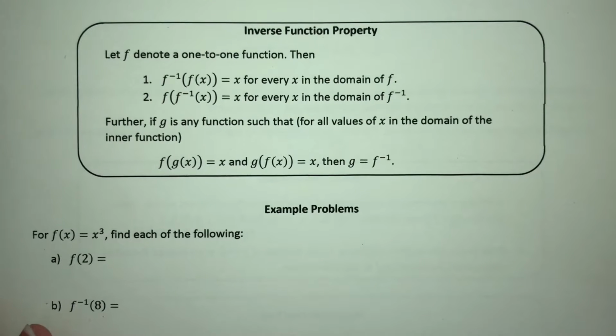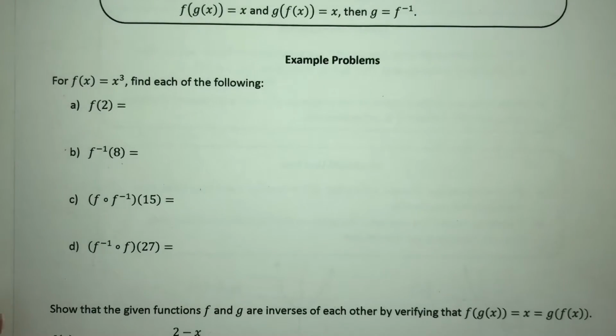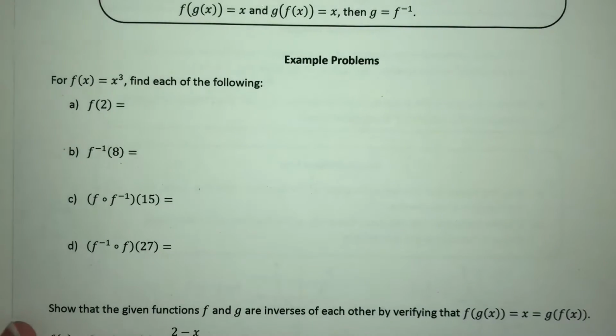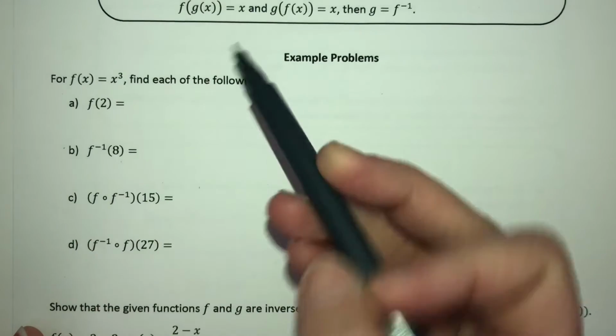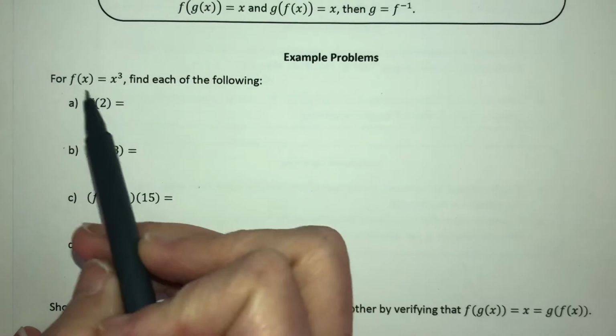One of the things you're going to be asked to do a few times is to verify that two things are inverses, and you're going to need to do this check. First, let's look at this, just for understanding our concepts. So if we have f of x is equal to x cubed, we're asked to find the following.